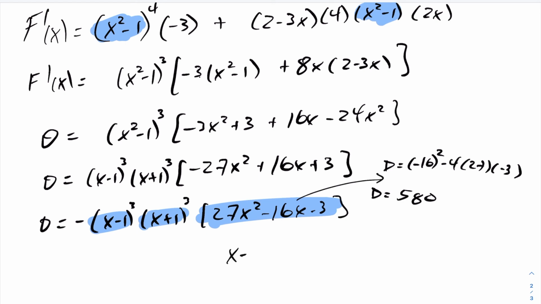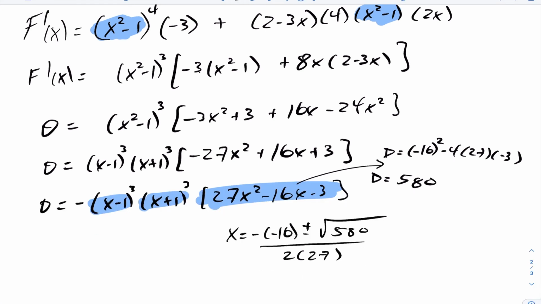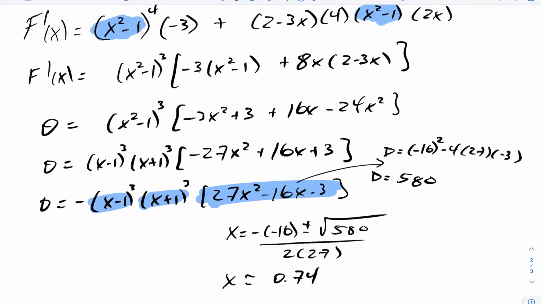So using the quadratic equation, we get x equals negative b plus or minus the square root of 580, we just calculated it, over 2 times 27. Calculating these, we end up getting two values, x equals 0.74 and negative 0.15. So notice here, these are approximate values. So when x equals 0.74 or x equals negative 0.15, those are two values where your tangent equation is 0. Also, we have x equals 1 and x equals minus 1.